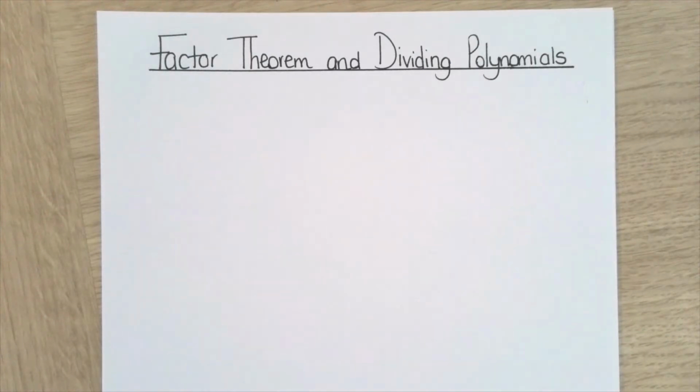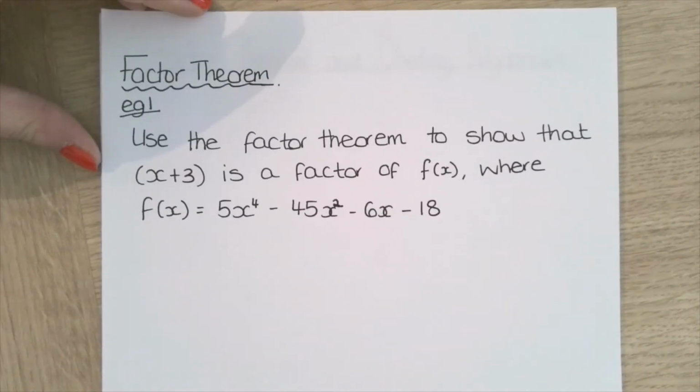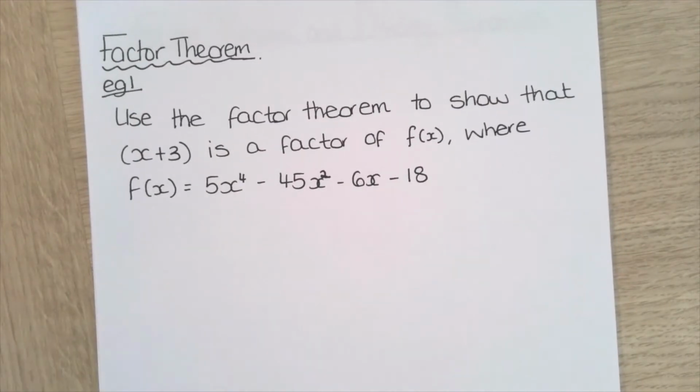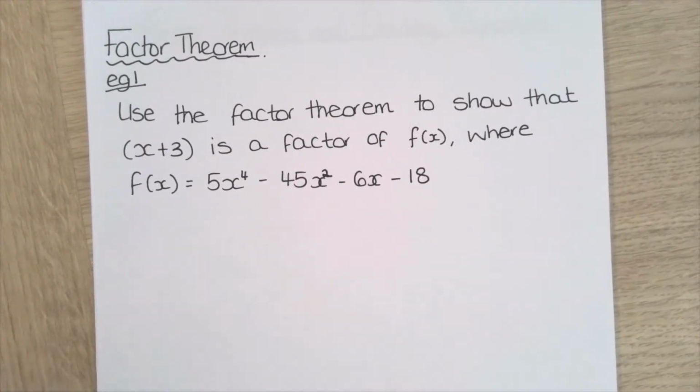So in this video I am going to talk you through how to use the factor theorem and also how to divide polynomials. So my first example, I'm going to start off with factor theorem, and the question is: use the factor theorem to show that x plus 3 is a factor of f of x, where f of x equals 5x to the power 4 minus 45x squared minus 6x minus 18.